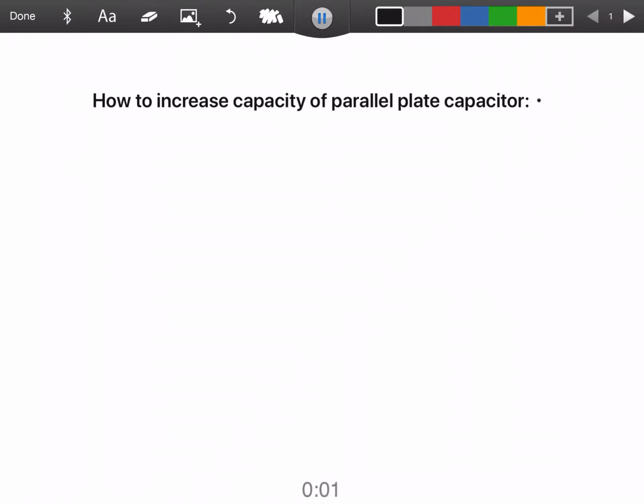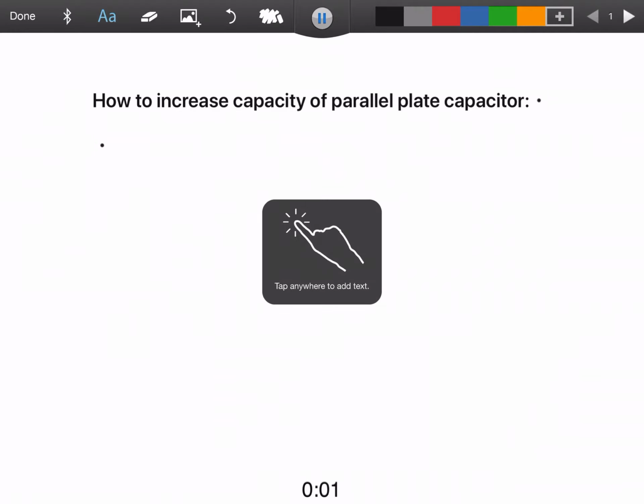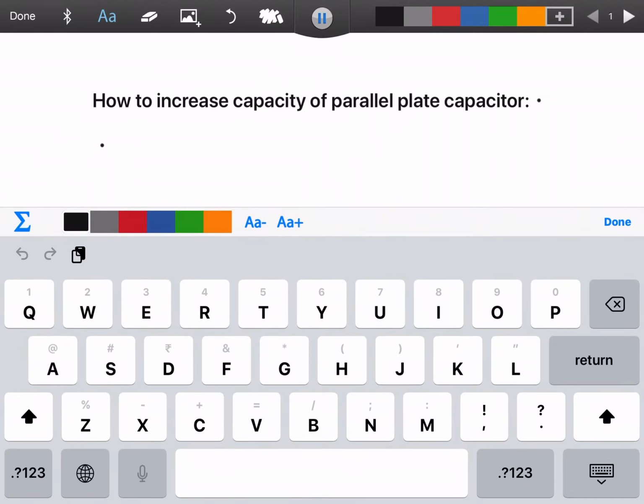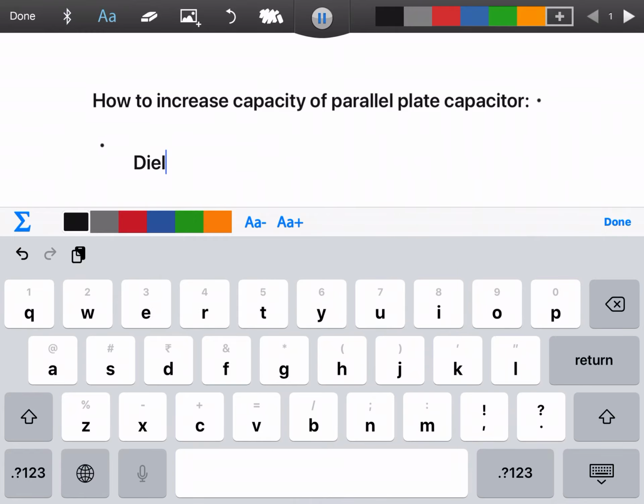We are going to start with the topic of increasing the capacity of parallel plate capacitor. So we will learn how we can further increase the capacity of parallel plate capacitor. But before starting with this topic, I will be telling you about the dielectrics. So we are starting with dielectric.